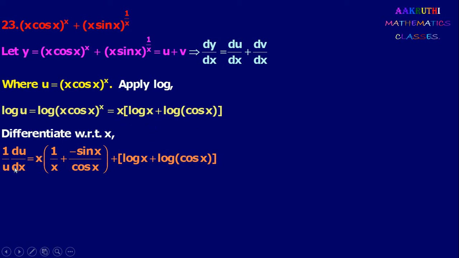Now multiply x inside and take u to this side, we get du by dx is u into, x cancels here, it is 1 minus x into sin by cos is tan x, and here log x plus log of cos x. So next we find dv by dx.